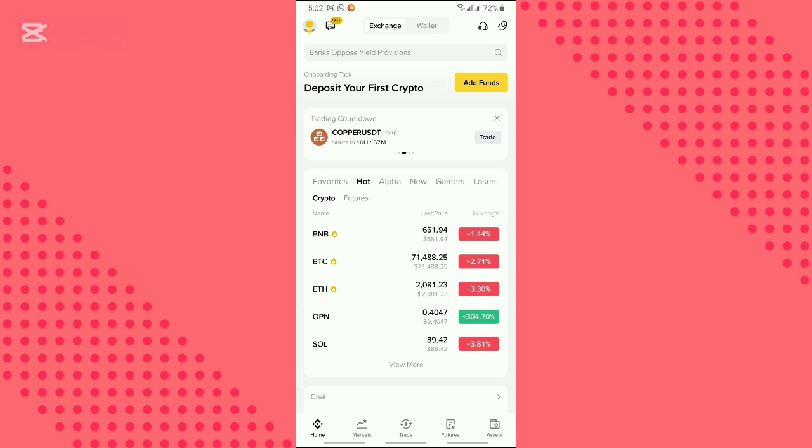First, open the Binance app on your phone and log into your account. Once you're on the home page, tap Trade, select Spot Trading. This will open the trading interface where you can place different types of orders.